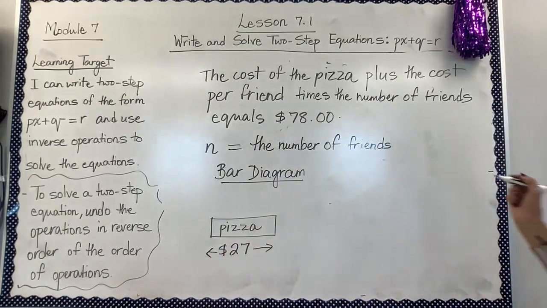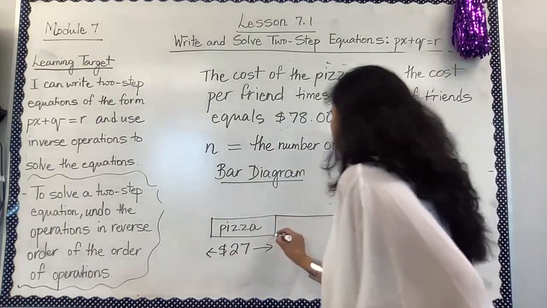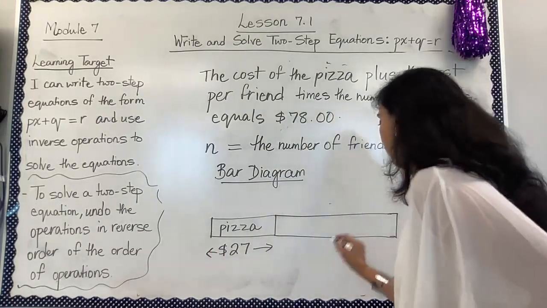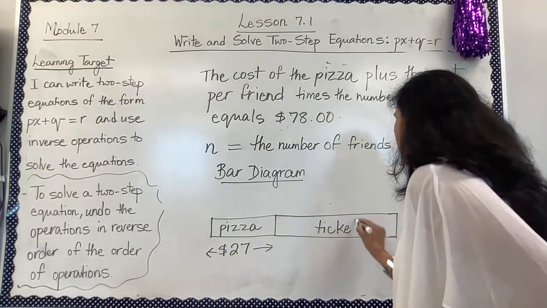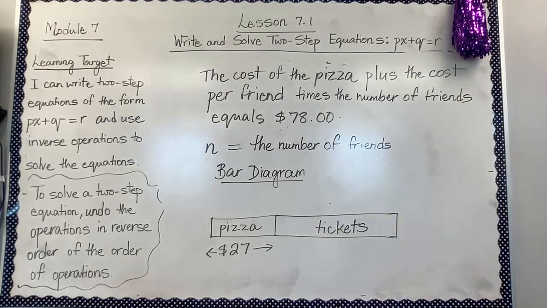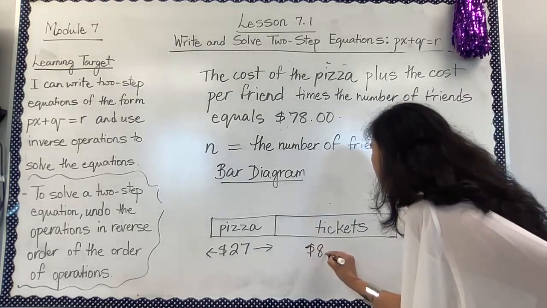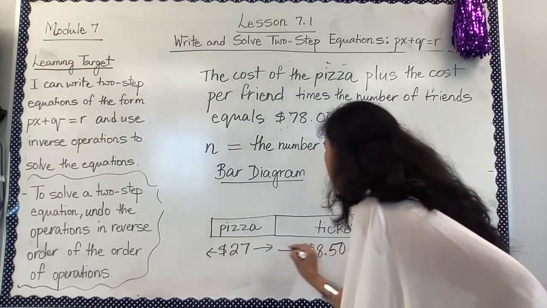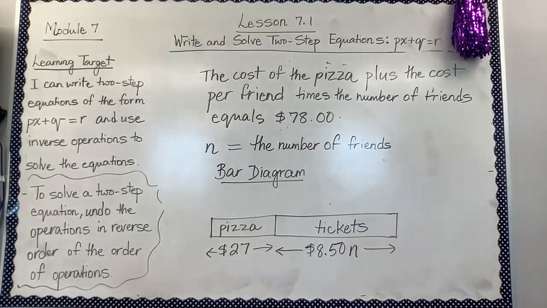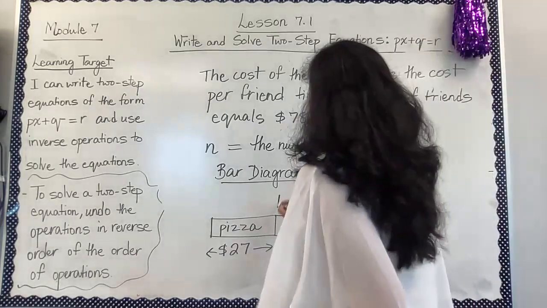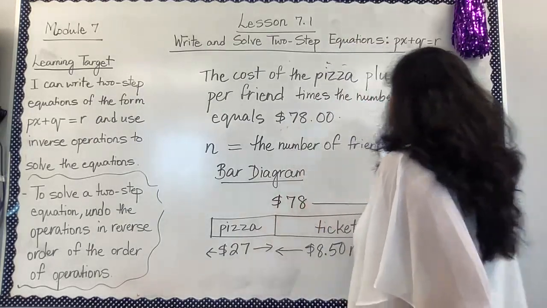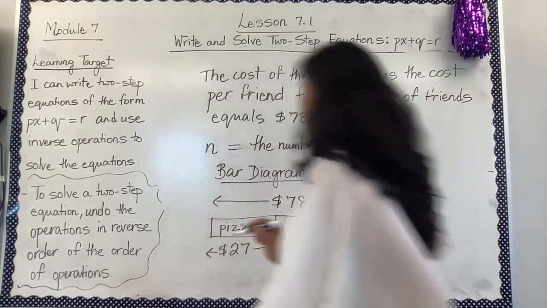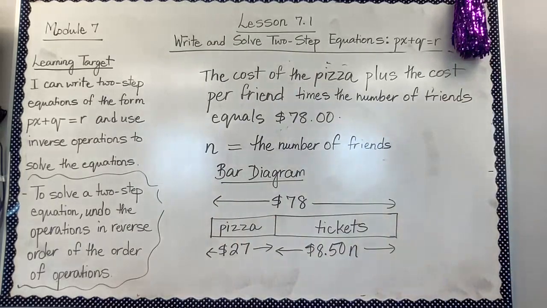And we have tickets. Okay. And the tickets are like the overall, which is costing $8.50 per person. Okay. So we are going to do times n because it depends on how many friends are going. And the total amount is costing $78. Okay, so this much and this much is $78. So I just wanted you to see a visual of what I'm trying to do.